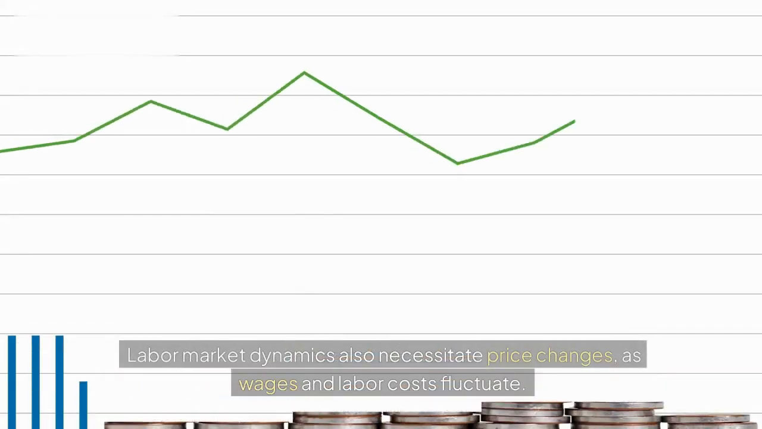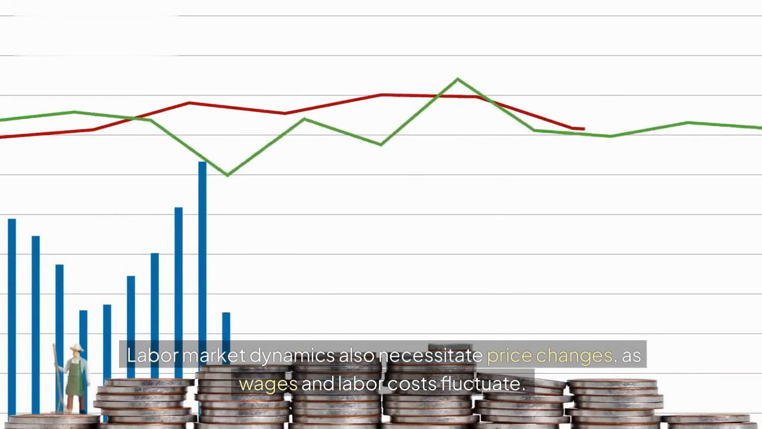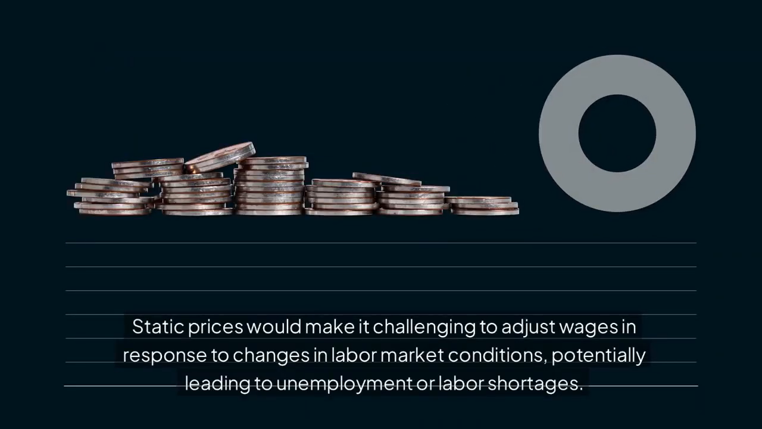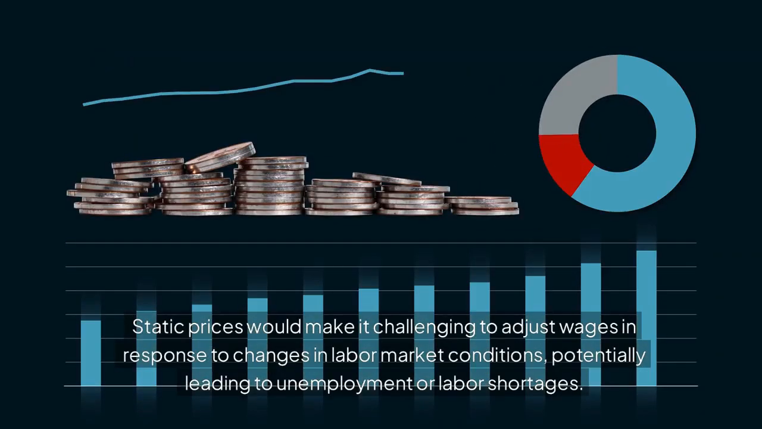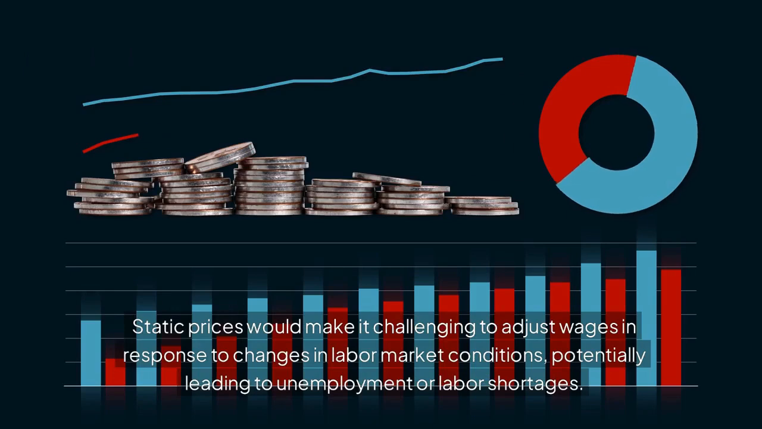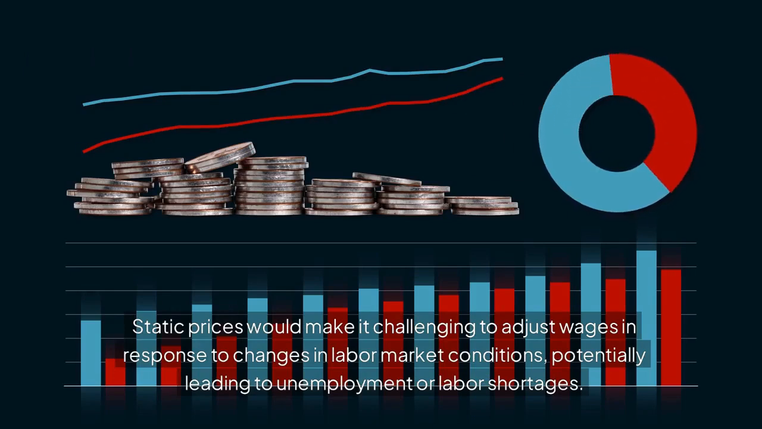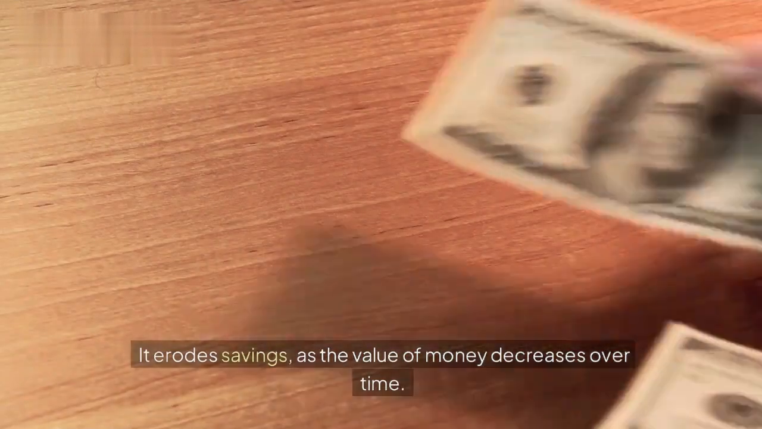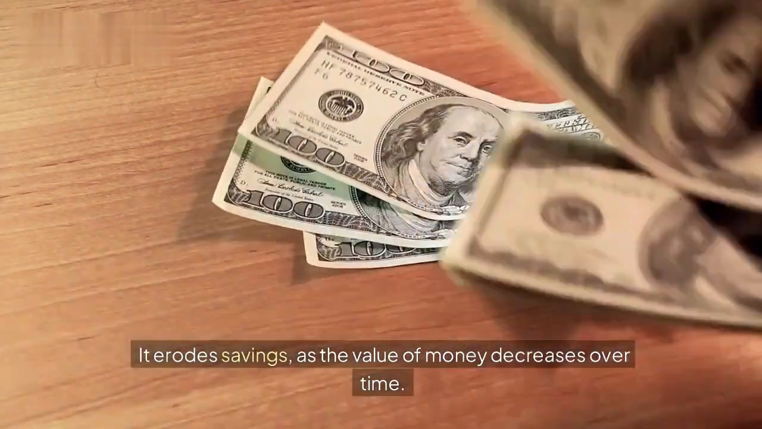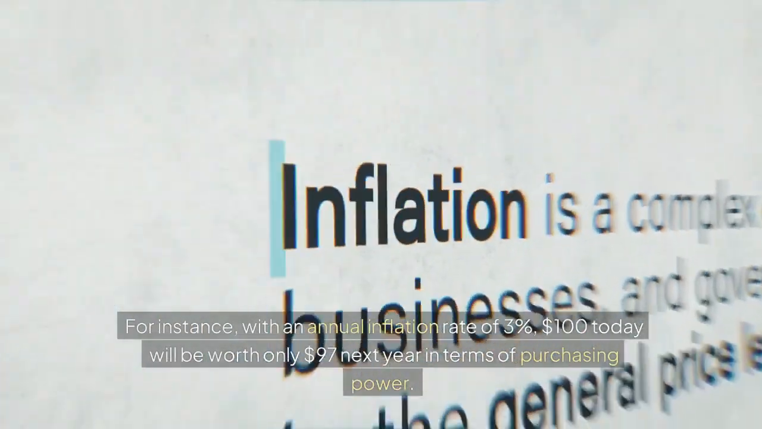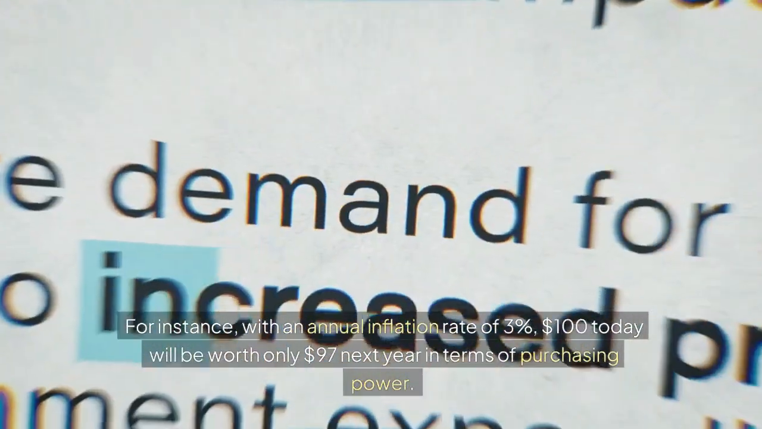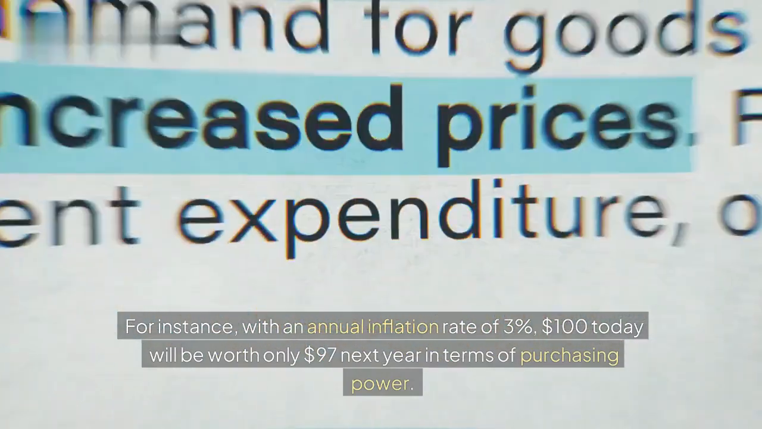Labor market dynamics also necessitate price changes, as wages and labor costs fluctuate. Static prices would make it challenging to adjust wages in response to changes in labor market conditions, potentially leading to unemployment or labor shortages. Inflation has several effects on purchasing power. It erodes savings, as the value of money decreases over time. For instance, with an annual inflation rate of 3%, $100 today will be worth only $97 next year in terms of purchasing power.